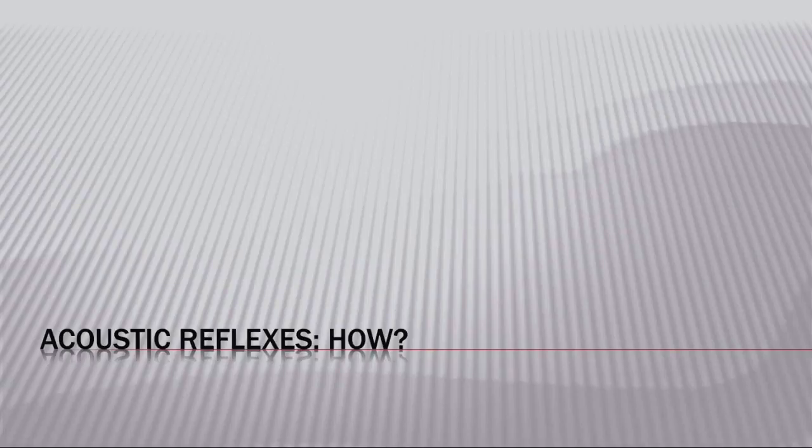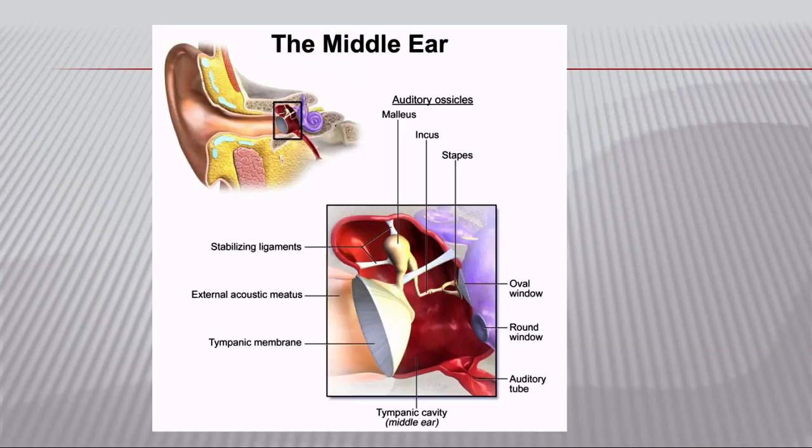Okay, so now let's move on to talk about how we measure acoustic reflexes. Again, we're looking at the middle ear space, and we're looking specifically at the malleus and incus and the stapes. And we know that when the stapedius muscle contracts, and the stapedius muscle isn't shown here, it pulls the stapes backwards.